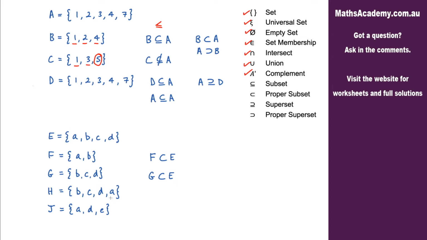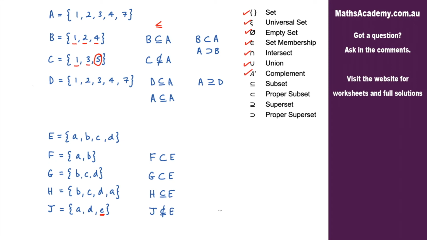Let's look at H. Now H contains the same elements as E. They're in a different order, but that doesn't matter. So H is a subset of E. And then J, well, J contains this element here, E, which is not in set E. So J is not a subset of E.